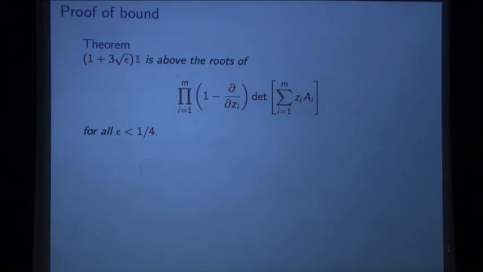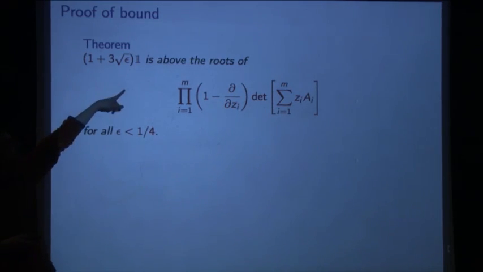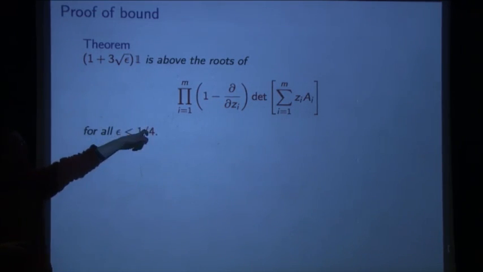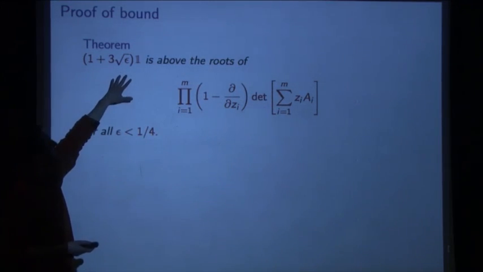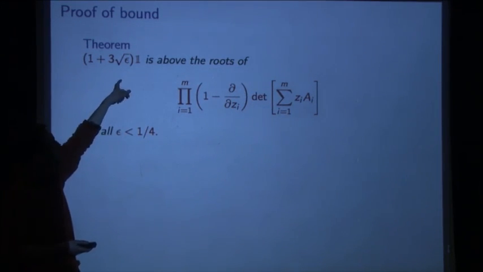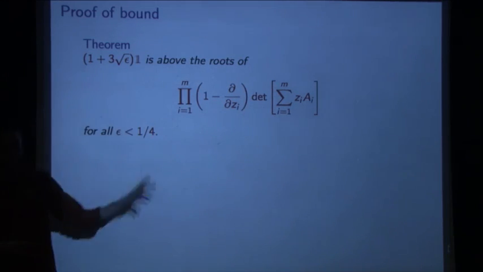Okay, so now let me give you the proof of the bound. And the theorem is that 1 plus 3 square roots of epsilon times 1, the all ones vector, is above the roots of this thing. Right? That's equivalent to saying that 1 plus 3 square roots of epsilon is an upper bound on the roots when I diagonalize this.